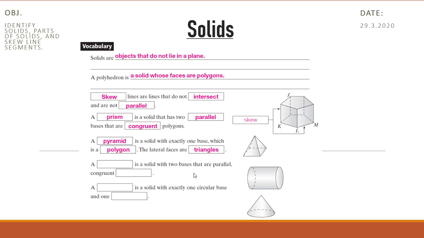In this one, we are talking about this solid, and of course, this is a cylinder. A cylinder is a solid with two bases that are parallel, congruent. What are they? Yes, circles. In the last one, this solid is a cone. A cone is a solid that has exactly one circular base and, of course, one vertex.